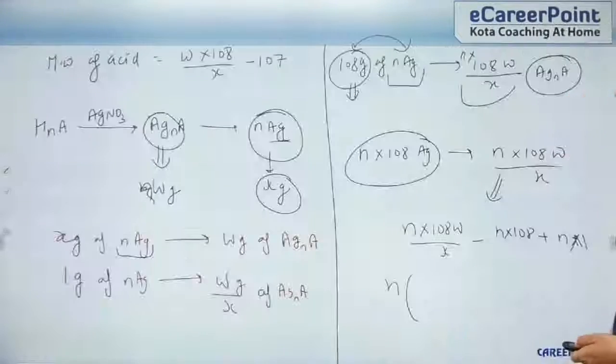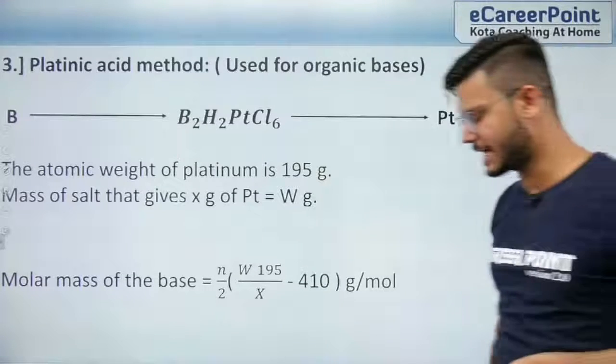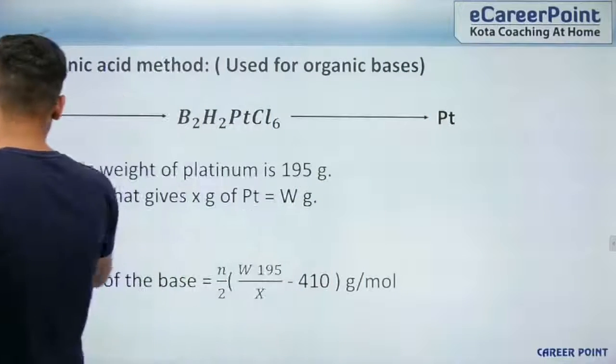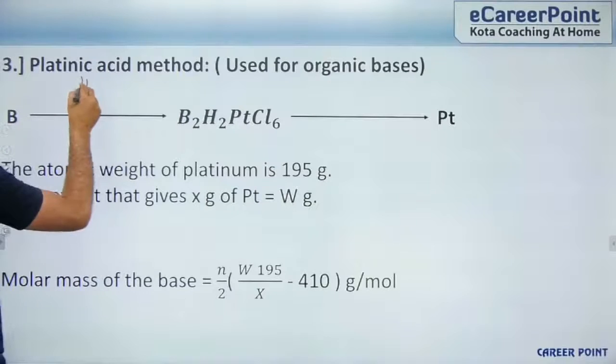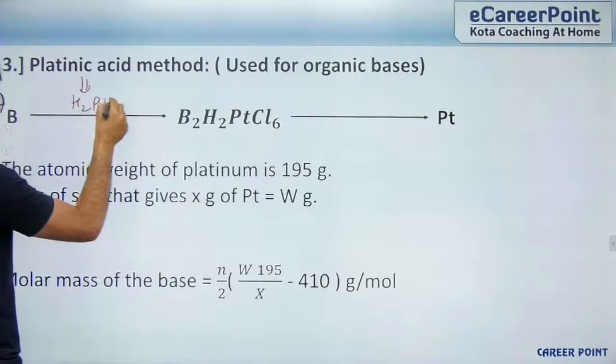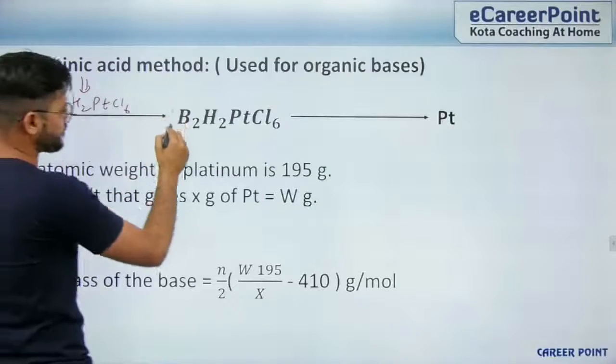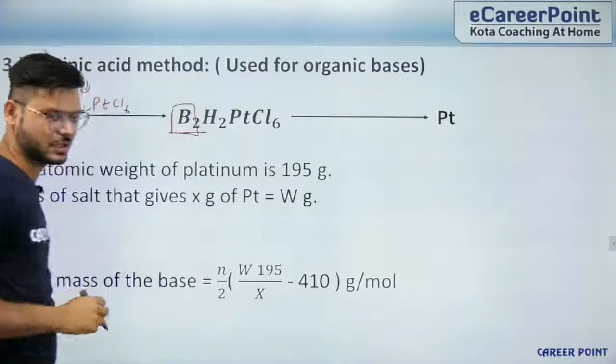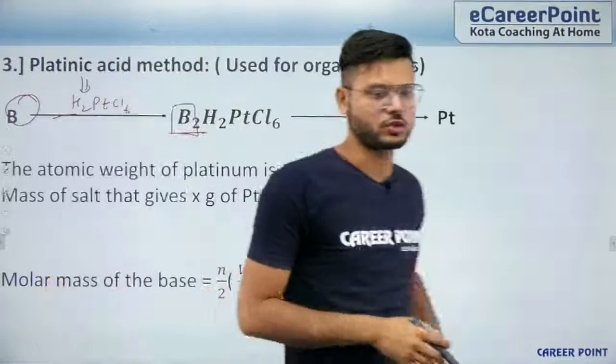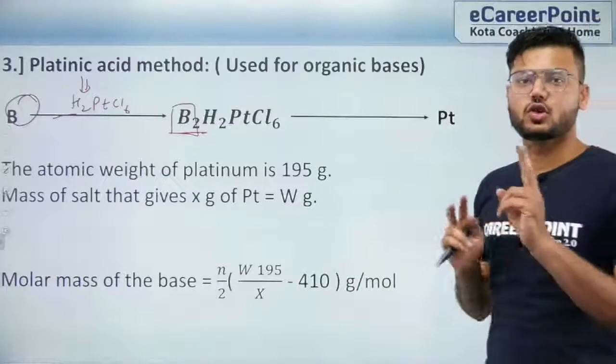Okay, so this is one method. Then another method is the platinic acid method. What is platinic acid? Platinic acid is H2PtCl6. It will react with the acid and it absorbs two base molecules. So it absorbs the two base molecules.